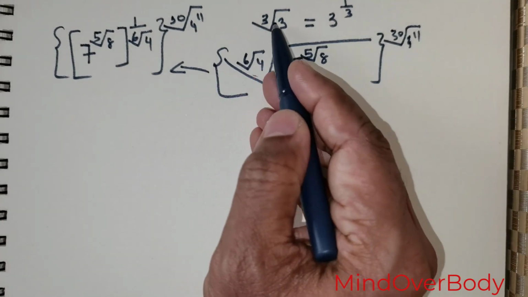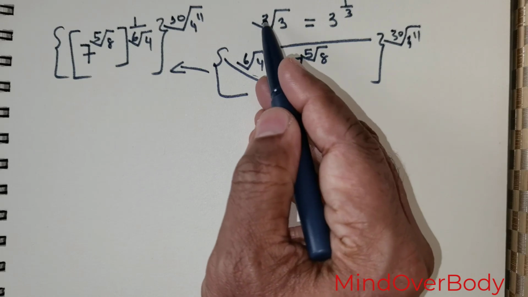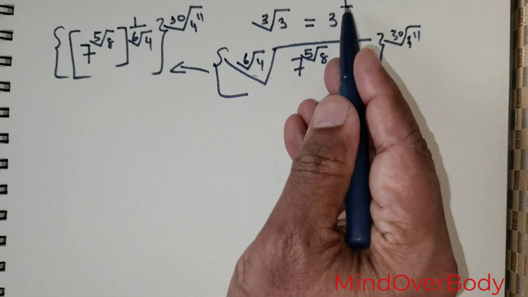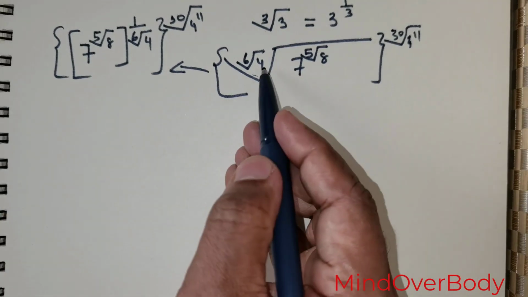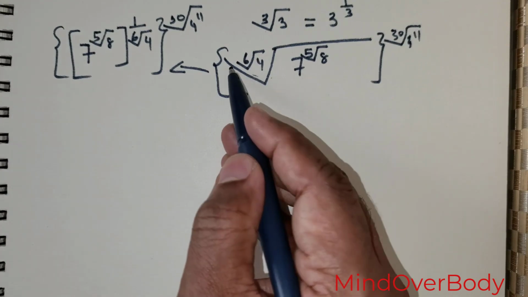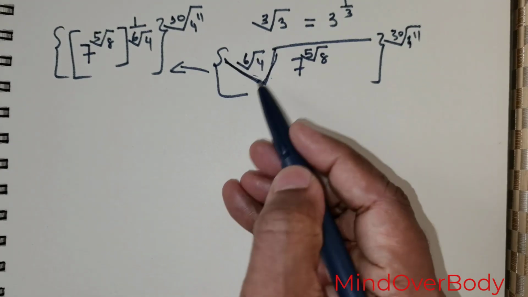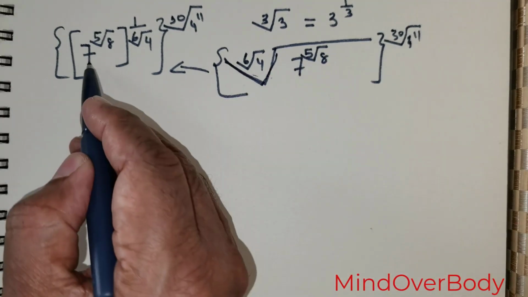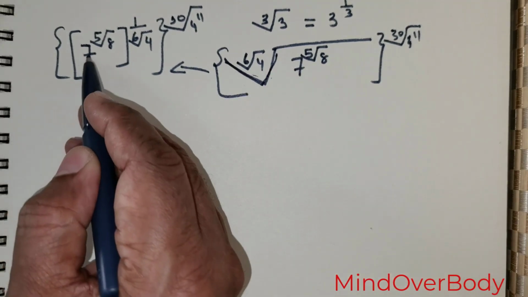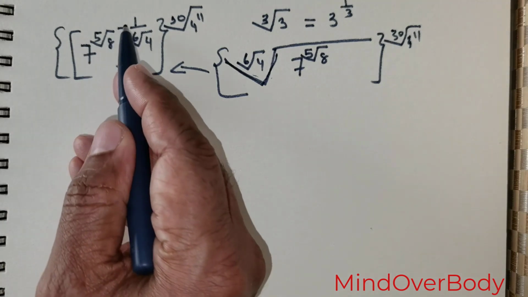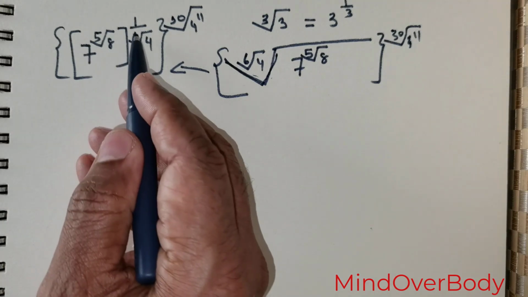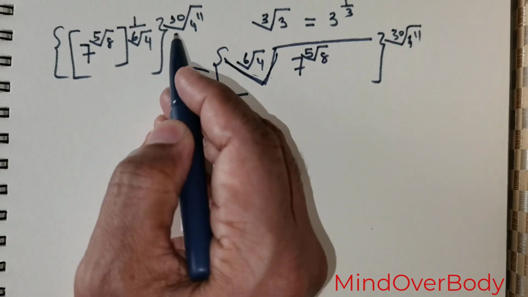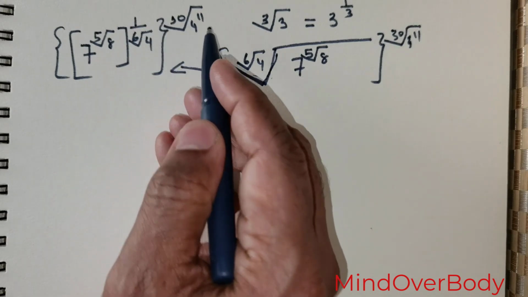Say third root of 3, if you want to remove the radical sign, then I need to rewrite it like this, 3 raised to the power 1 over 3. That is exactly what I'm doing. I've been given 6th root of 4 placed inside the wedge. So if you want to remove this radical sign, then I need to rewrite the system like this, 7 raised to the power 5th root of 8. That has to be raised to the power of 1 over 6th root of 4, that is raised to the power of 30th root of 4 raised to the power 11.